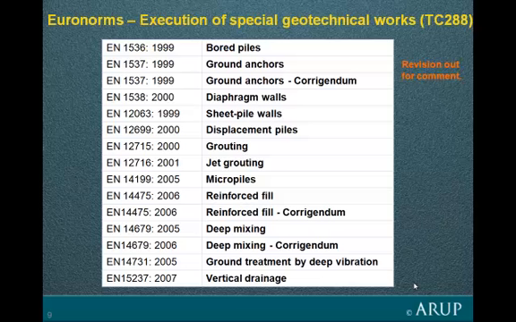So here are the execution codes. These are documents that tell constructors how to carry out the construction of bored piles, ground anchors, diaphragm walls, various types of piling, and so on. Deep mixing down the bottom of the list there, vertical drainage. A whole series of codes. They're all in use and they're the European documents. Some of them are being revised gradually. The ground anchors one in particular, a new revision of that will come out quite shortly.